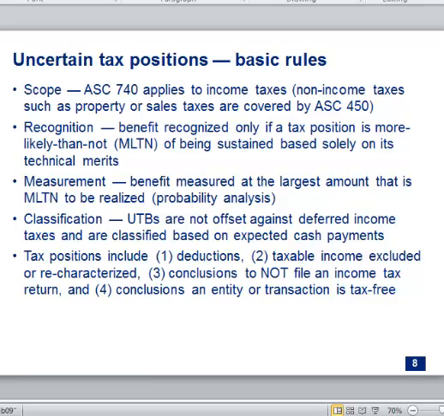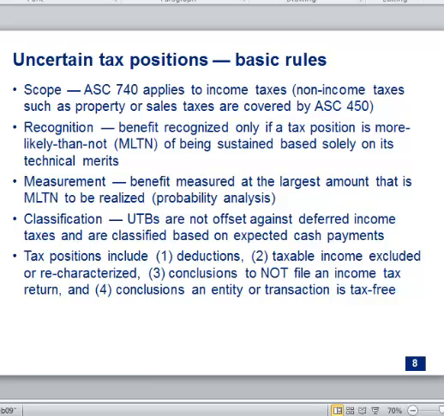So the idea is you're supposed to pool all the positions that you have some uncertainty about and then go through a series of steps that FIN 48 calls for in terms of tests. Okay? And so there's two main tests. The first test is what's called the recognition test. This is the second bullet here.